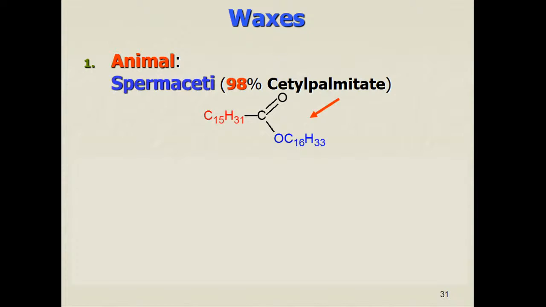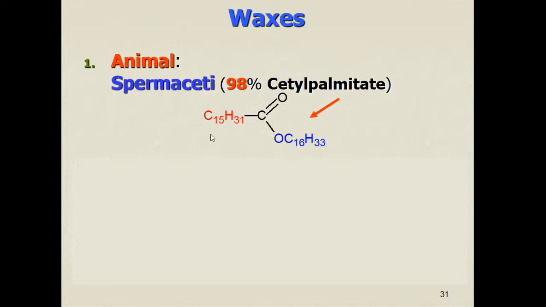How does this cetyl palmitate look? As I told you, it's an ester, an ester of palmitic acid with cetyl alcohol. Take a look. Palmitic acid is a saturated acid with 16 carbons in a chain. And the alcohol here is cetyl alcohol, or cetylic alcohol. It has the same 16 carbons in a chain, and it's saturated too.